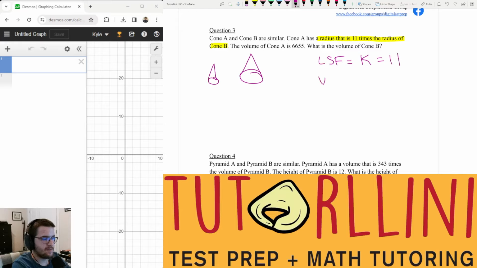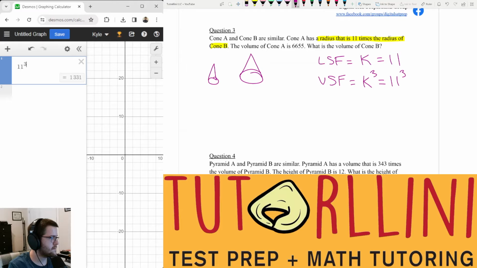This question's asking us about volume, so we want the volume scale factor, which is equal to K cubed. So we're going to do 11 cubed, and let's see what that is real quick. That is 1331.